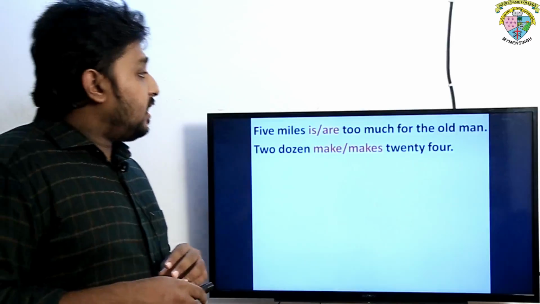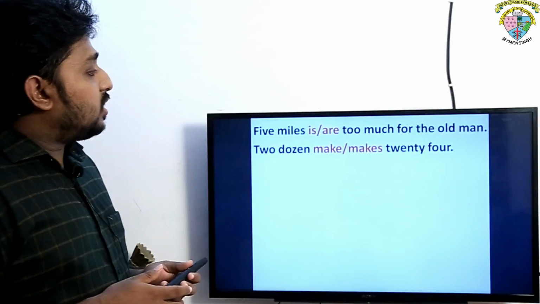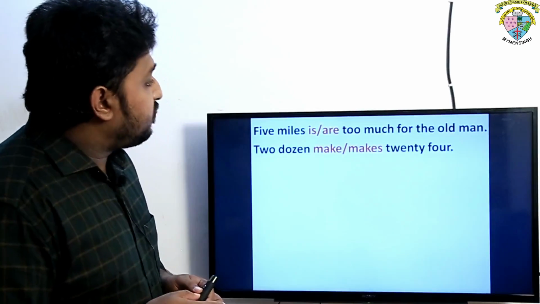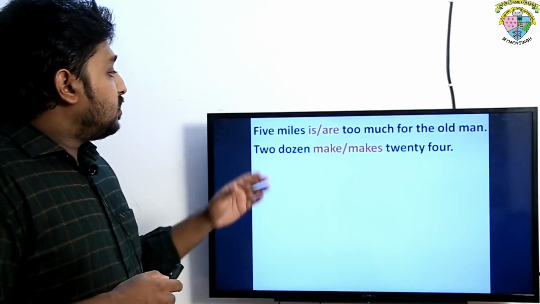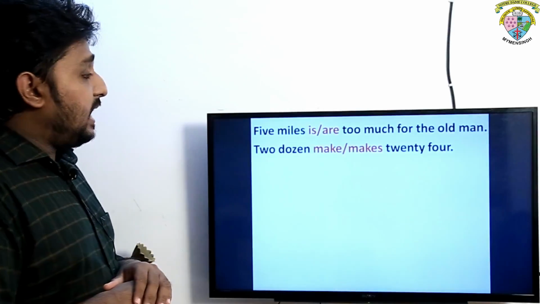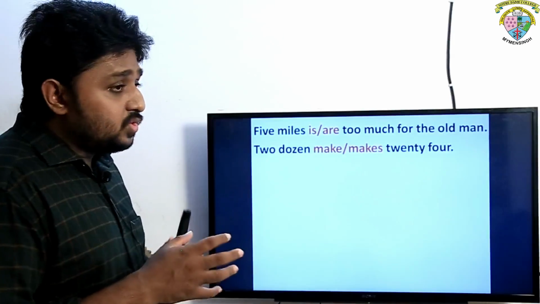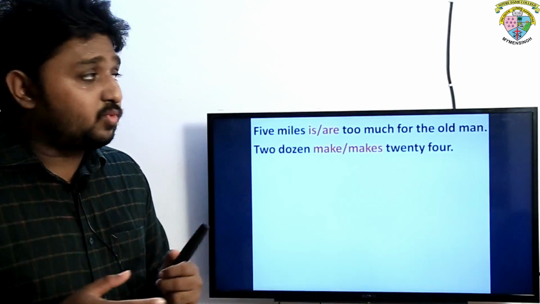And the next one, another common item you can get: 5 miles is or are too much for the old man. 2 dozen make or makes 24. So what do you think, guys? What is the answer? Here you may get confused that 5 miles looks like a plural subject. Yes, it's a plural subject.